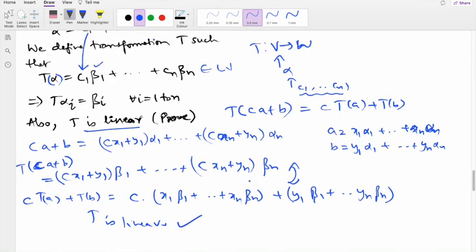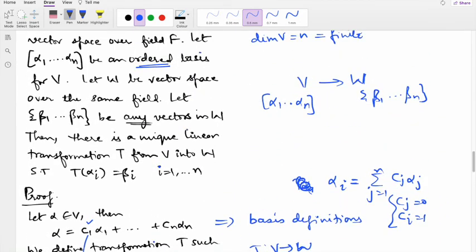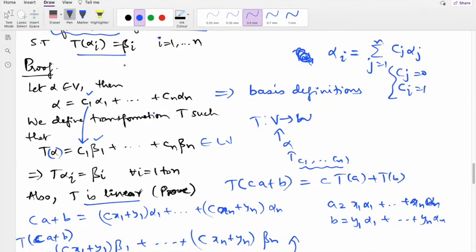Now what we have proved until now is that there is some linear transformation which goes from V to W, and which has the property that T of alpha_i is equal to beta_i. We still need to prove uniqueness. So what I've done is I've basically constructed T in this format.